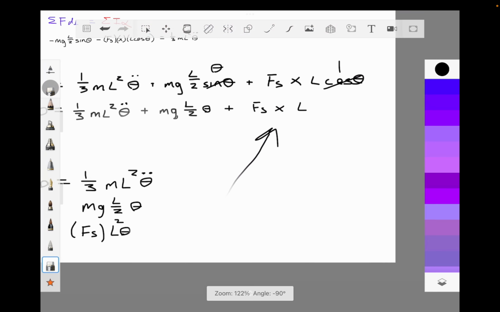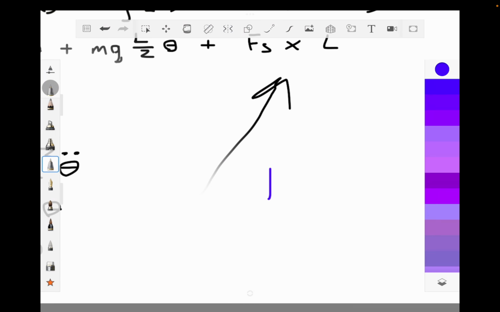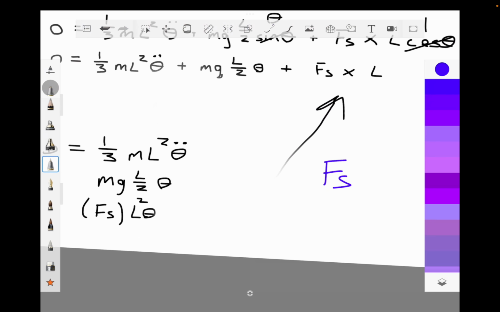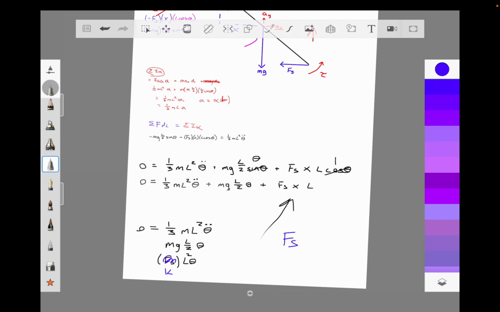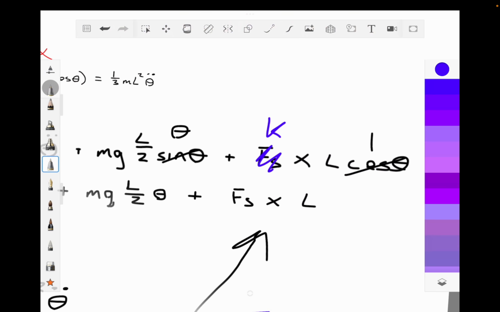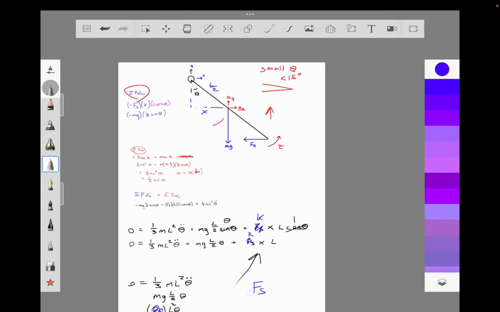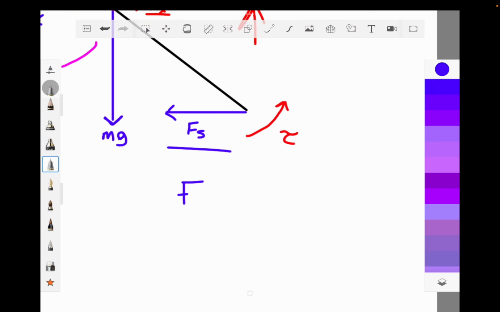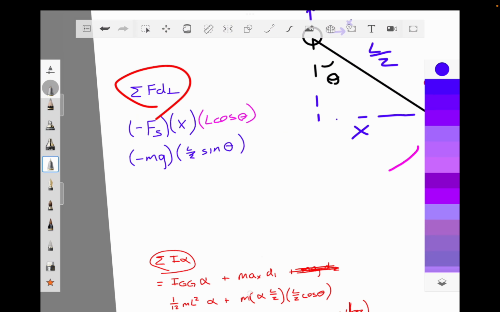Okay, I made a mistake. I kept on saying fs. Fs, I meant to say k. This is supposed to be k. Everything here is supposed to be k. This is right. This is fs, but fs is equal to k times x. That's supposed to be k.